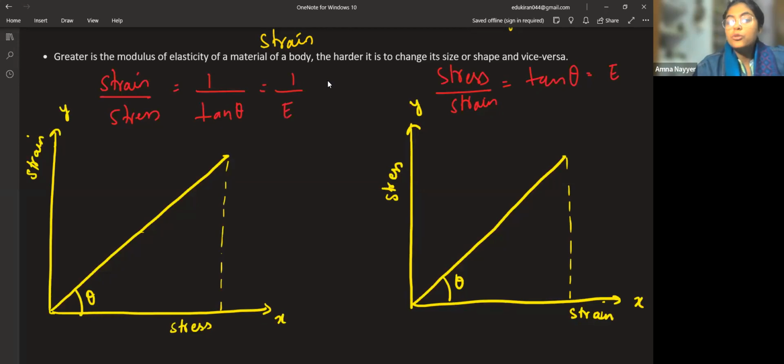Why am I telling you to do both cases? Because you have to figure out which graph is given in the exam. Understood? Is it strain versus stress? Is it stress versus strain? If by chance the strain versus stress graph is given, do not write these things. Inverse it. 1 by modulus of elasticity will be given to you.